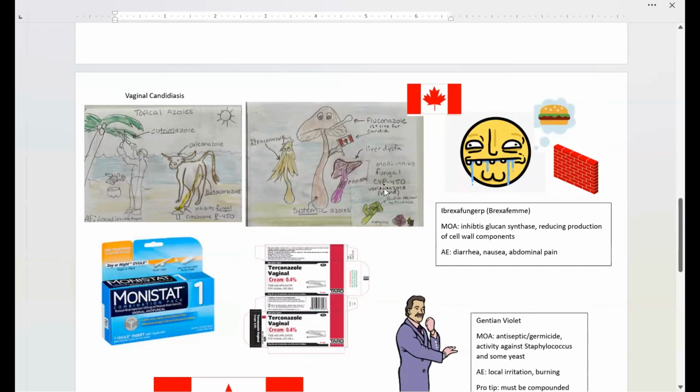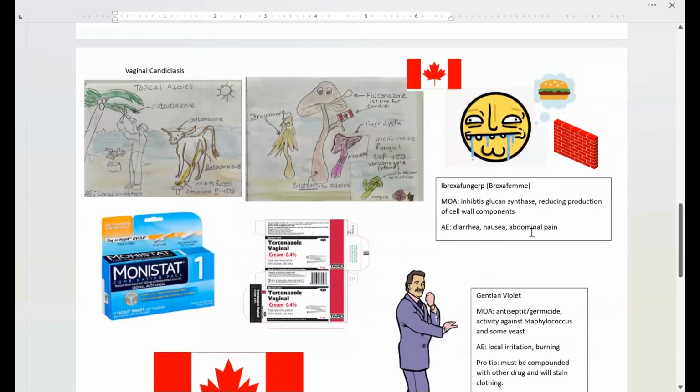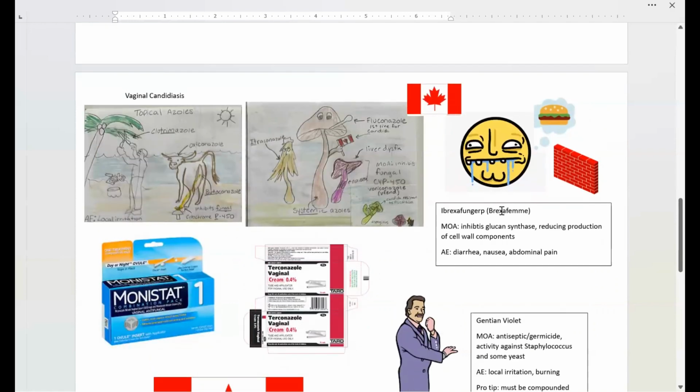They inhibit cytochrome P450, both of them. And then they were mentioned in the PowerPoint. They didn't have their MOAs or AEs. We have Monistat and then terconazole, just more antifungals. And then here's a new one, Ibrexafungerp.